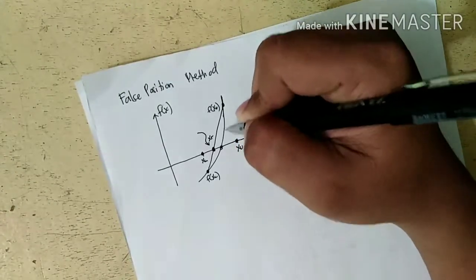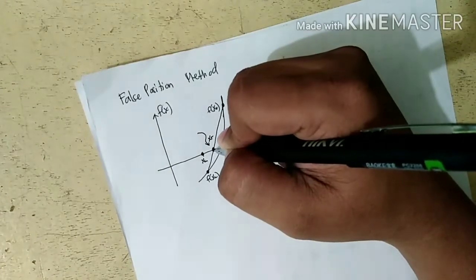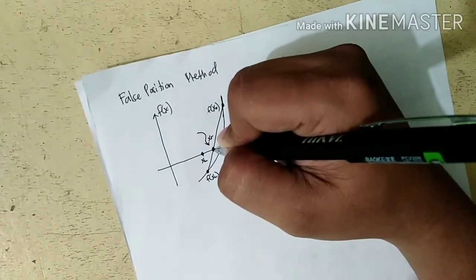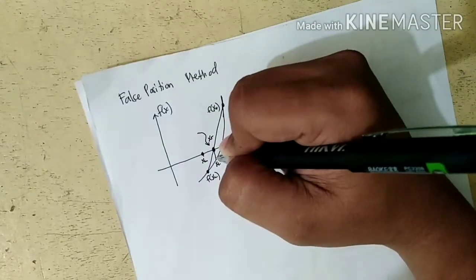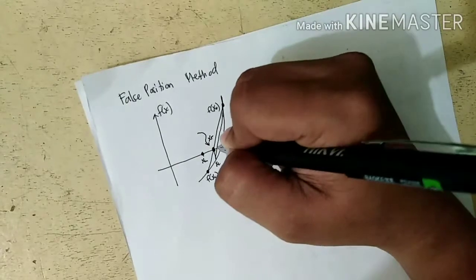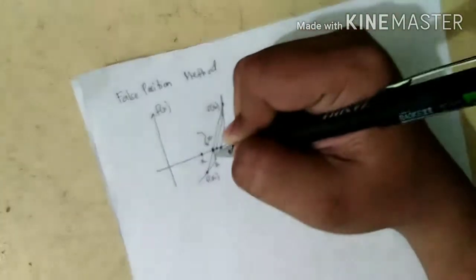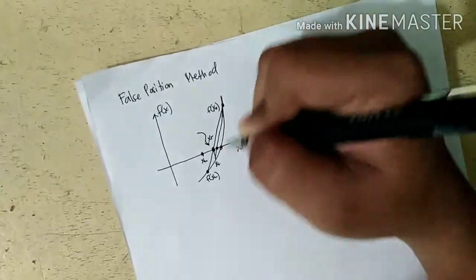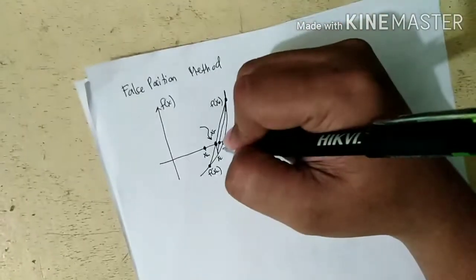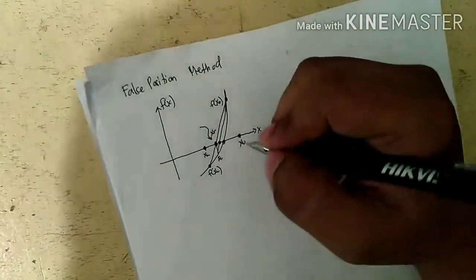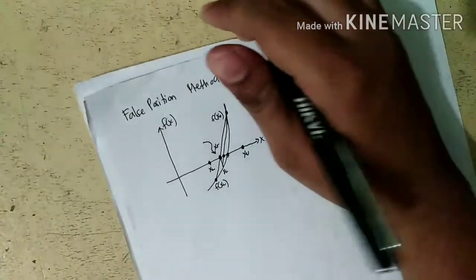Once we have our new value of XR, this will be our new XL. Then, if this is our new XL, draw another line, and this will give our new XR, until we find the real root. After some iterations, we're going to find the exact root of the function using this algorithm.